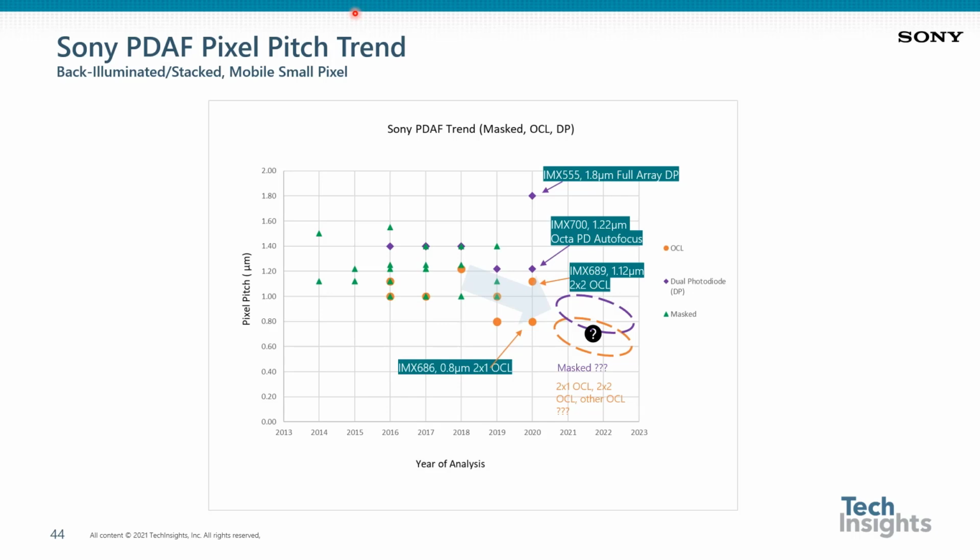Sony has also introduced the 2x2 on-chip lens in the IMX689 for the 0.8 micron pixel pitch, as shown here. Therefore, it will be interesting to see, as the technology scales to smaller pixel pitch, if Sony relies more on on-chip lens towards smaller pixels. One would think, in terms of manufacturability, the on-chip lens would be easier to scale down to smaller pixel pitch than dual photodiode.